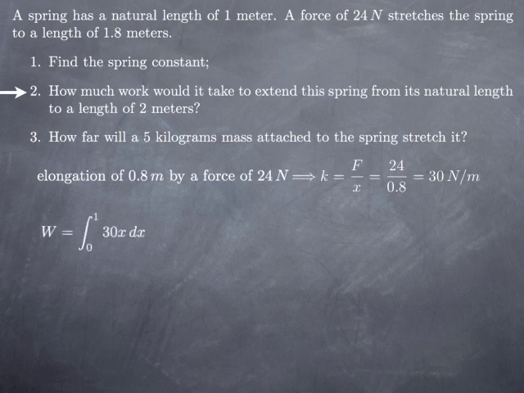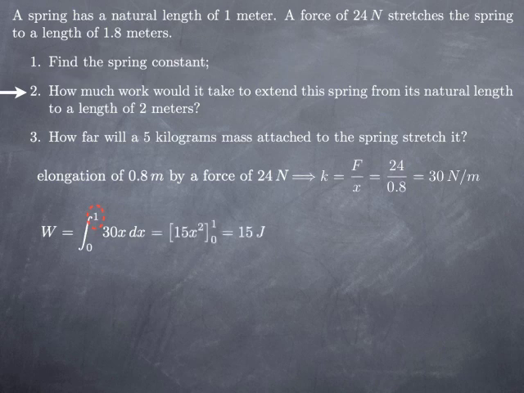So in our context, the force is of the form kx, where k has been established to be 30. So we integrate 30x from 0 to 1. From 0 because we're looking at what happens when we extend it from its natural length, corresponding to x equals 0, to a length of 2 meters, corresponding to x equals 1, because it's going to be 2 meters if the elongation is 1 meter.